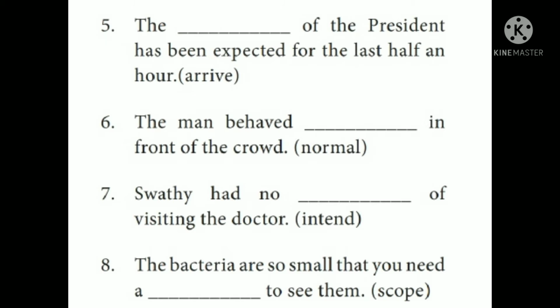The last sentence, the bacteria are so small that you need a dash to see them. Scope is there. So you can add the prefix micro, microscope. So likewise you can combine the sentences, either using the prefix or suffix.